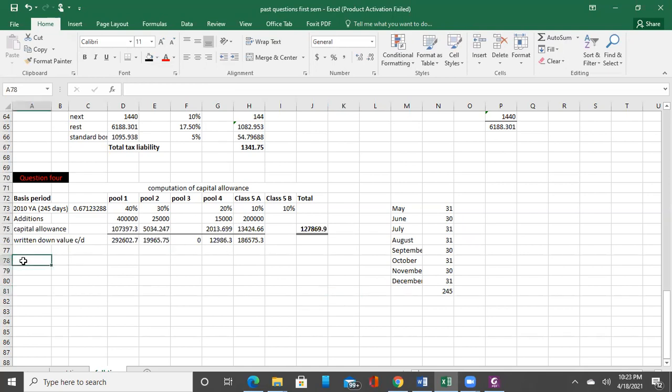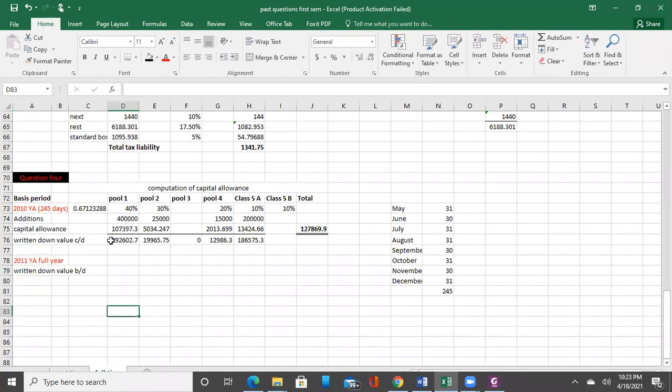Then I go down to 2011 year of assessment, which in this one, we are going to look for a full year. For a full year. Because this one is going to be from January to December. So I write here written down value brought down. As I told you, the network will be disconnecting in the next 2 minutes. When it disconnects, quickly connect, then we continue.